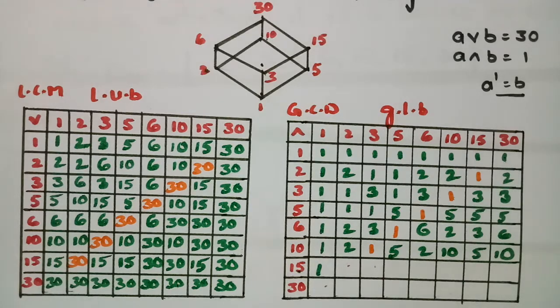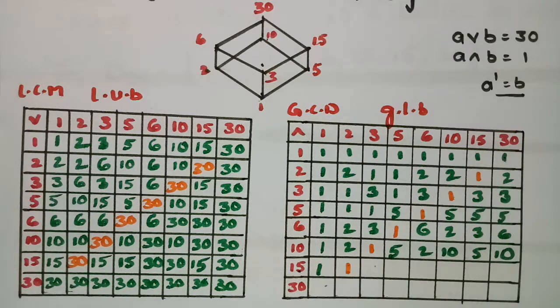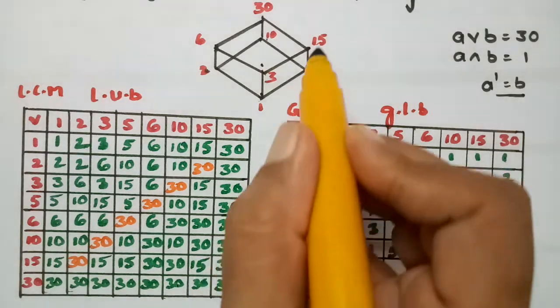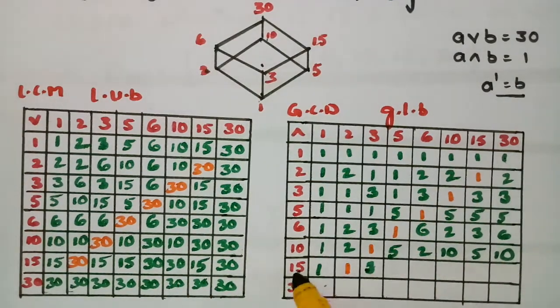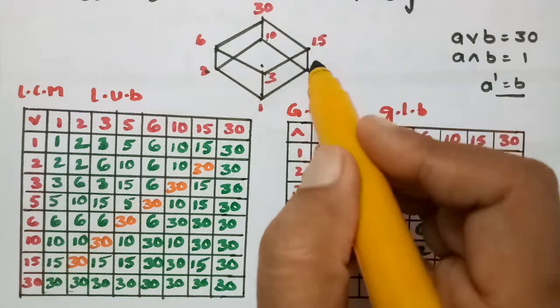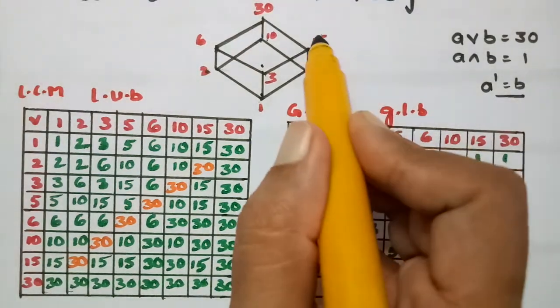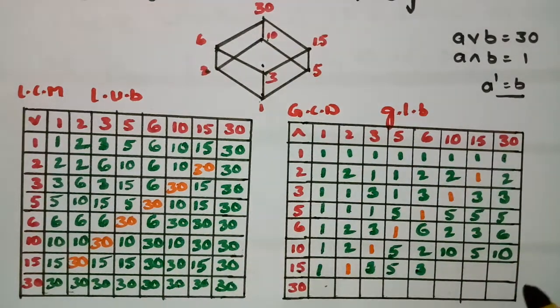Among 15 and 2, they first meet at a point 1. And among 15 and 3, 3 will be the least element. And next one, 15 and 5: 5 will be the least element. And 15 and 6, they meet at a point 3.